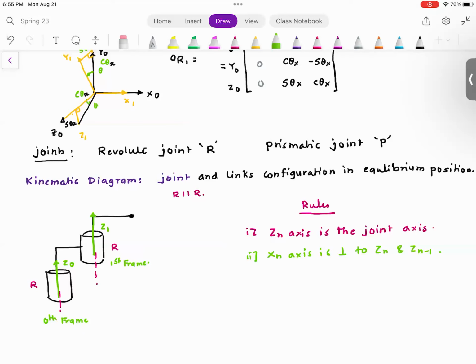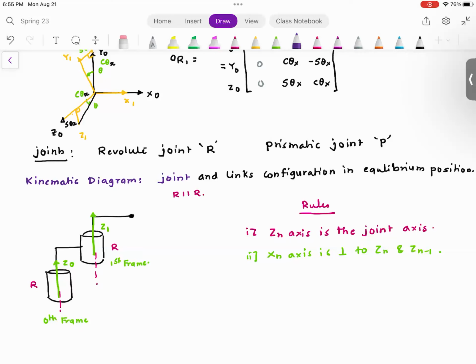Now let's start step by step. This is a very important question: do I have a Zn minus 1 frame? I don't. My frame starts with the 0th frame. So I have Z0, I do not have Z minus 1. Do you agree with me?